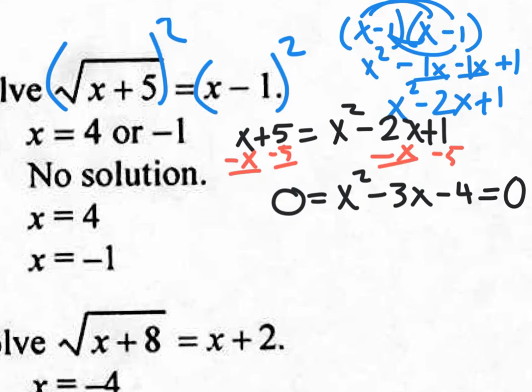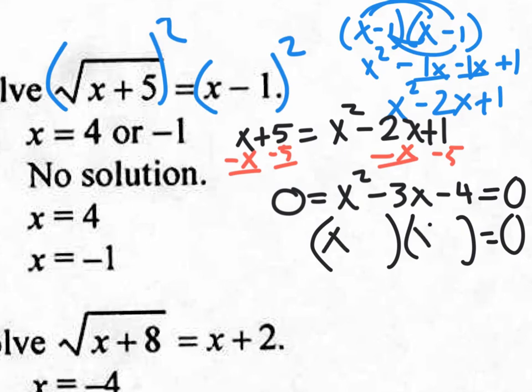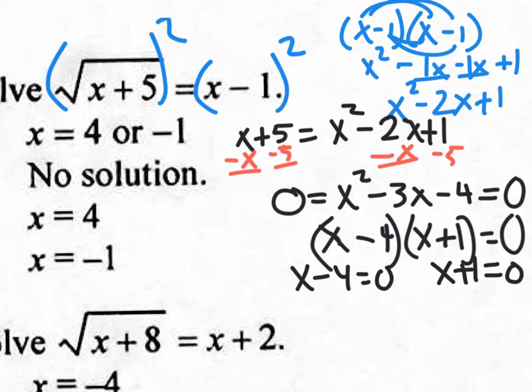Anyhow, we have a quadratic trinomial. Question is, is that quadratic trinomial factorable? What times what is negative 4 that if you add together is negative 3? Negative 4 and positive 1, right? Now, the zero product property says if you have something times something and it equals 0, that means the first something could be 0 or the second something could be 0. So if I split it, x minus 4 equals 0, x plus 1 equals 0, and I solve both.